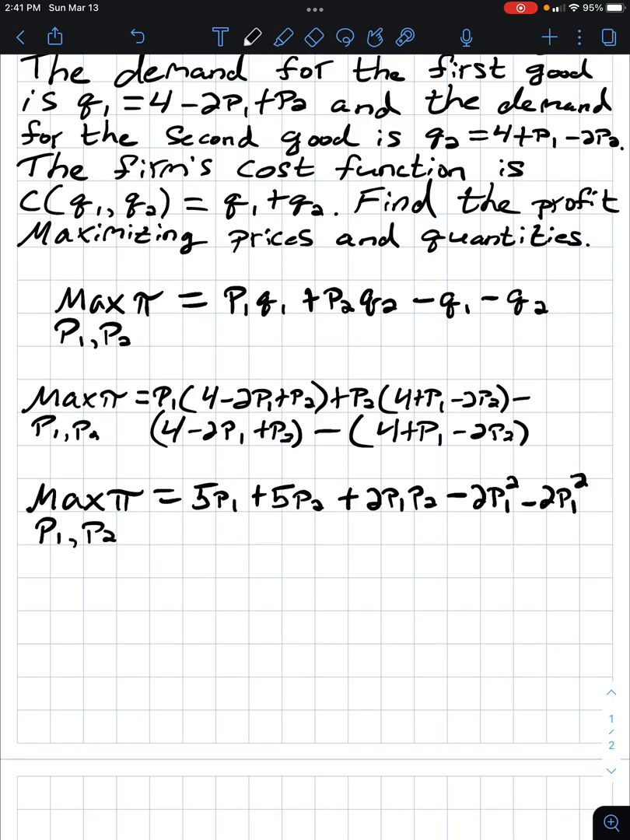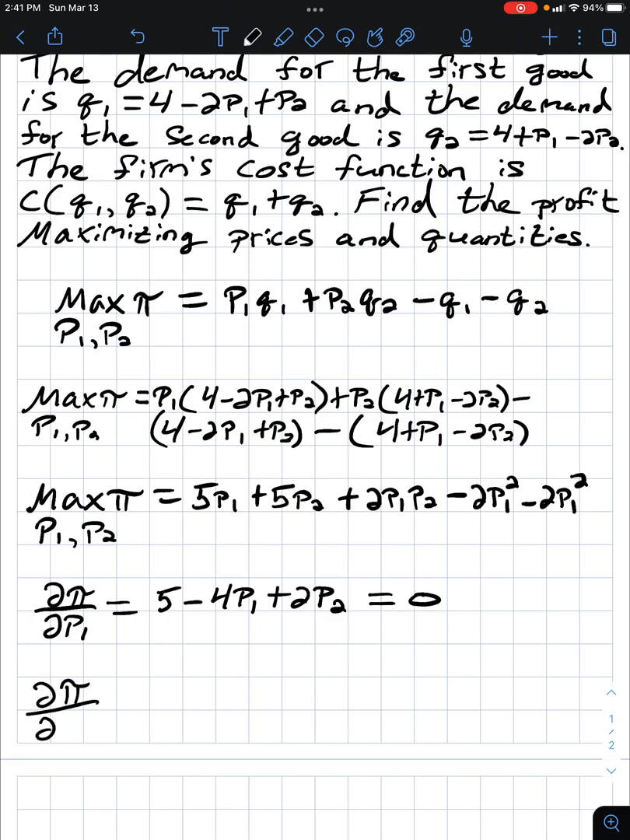If we first take our first order condition with respect to P1, we get 5 minus 4P1 plus 2P2 equal to 0. Now if we take our first order condition with respect to P2, we get 5 minus 4P2 plus 2P1 equal to 0.